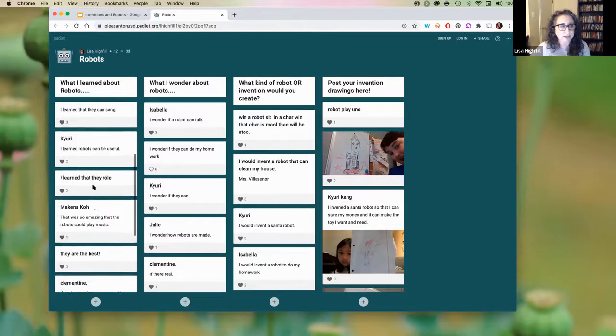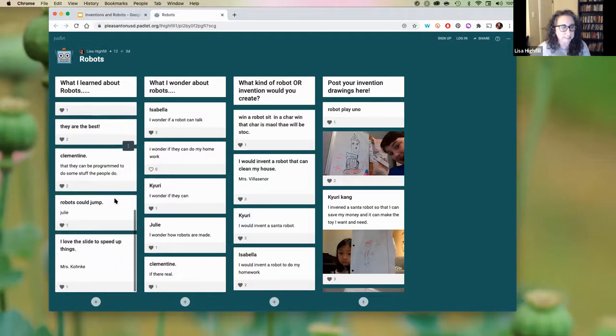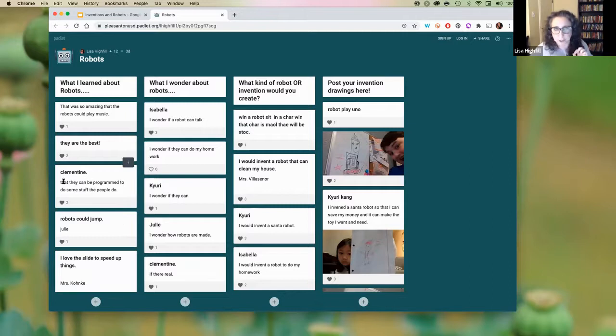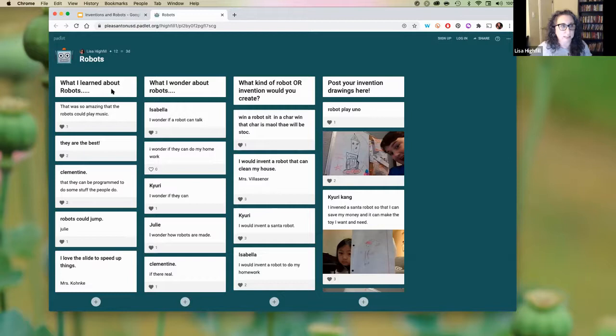This is their first time going on a Padlet, and they had absolutely no problem with this. I was really impressed. And this is where the teaching comes in. This is my first formative assessment. So while some may see an exploration like this as, how do we know they know it? Don't they have to answer questions? I went to this, what I learned about robots.